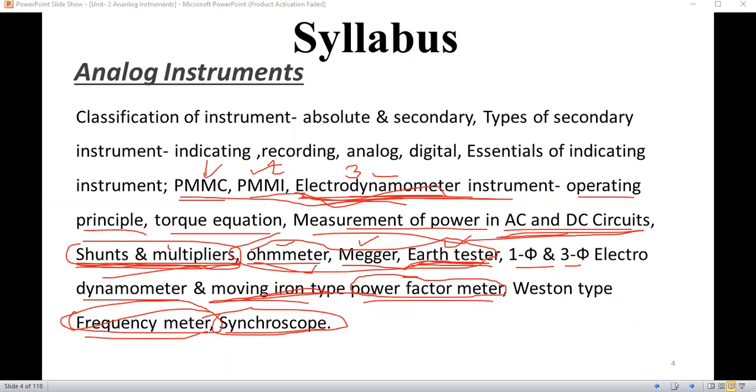So this is actually a very big chapter. It will take so much time to complete this chapter, almost 10 to 15 hours. Okay, we'll start the unit. We'll start this chapter.